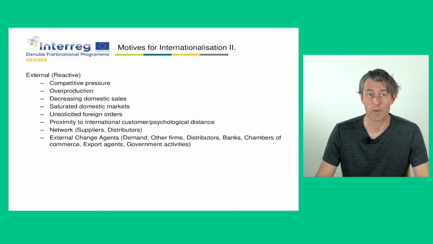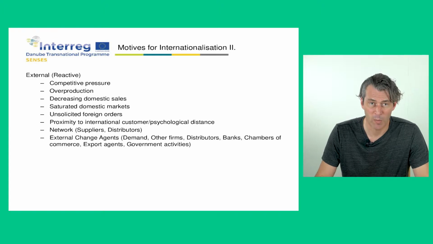These are the external reactive reasons to enter into international markets. There may be competitive pressure, overproduction, decreasing domestic sales or saturated domestic sales. There may be unsolicited foreign orders, or proximity to international customers or a close psychological distance. There may be a good network of suppliers or distributors, or other external agents of change like demand, competitors, distributors, banks, chambers of commerce, export agents, or government activities.